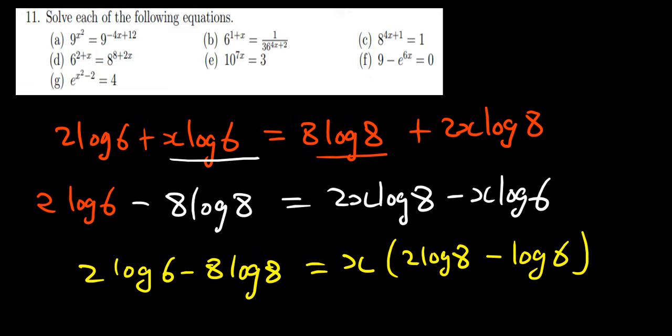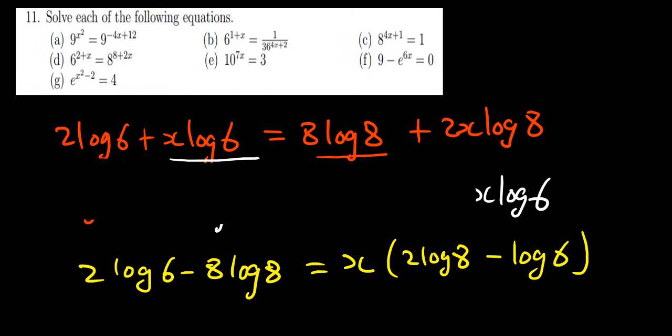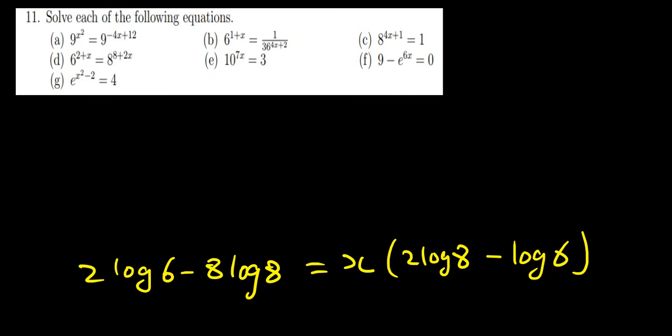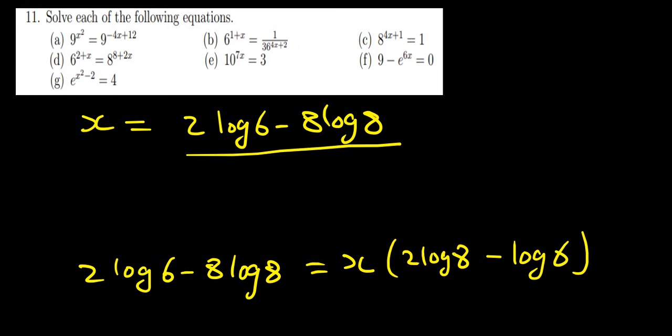Let's divide both sides by 2 log 8 minus log 6. So our x will just be equal to 2 log 6 minus 8 log 8, divided by 2 log 8 minus log 6. That will be our answer there.